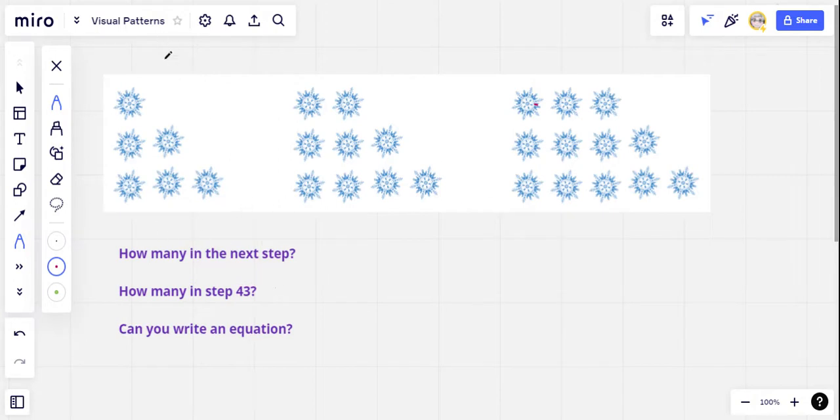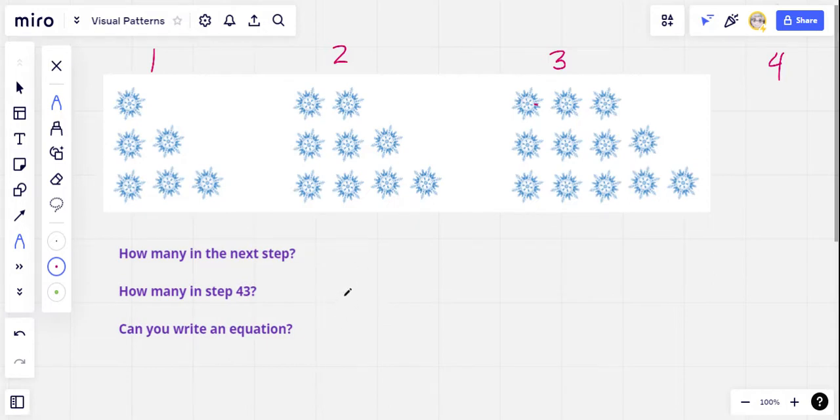And what we do is we look at this pattern. Here's step one, here's step two, here's step three. And if you choose to accept the challenge, you try to predict how many snowflakes are going to show up in step four. So how many in step four? And then at a higher level of challenge, how many in step 43? And can you write an equation to predict how many in any step at all? So that's the challenge. If you choose to accept it, maybe pause the video, come up with your answers, and then see if you get them right.